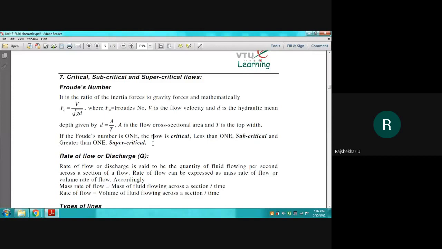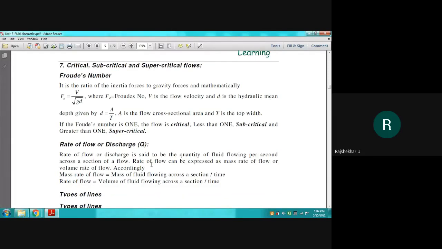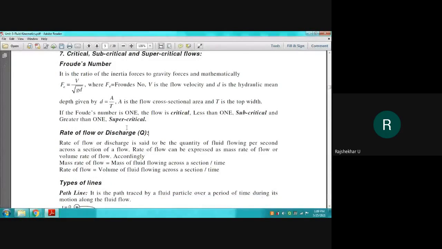I think you have studied subsonic, sonic and supersonic. In the same way, this is subcritical, critical and supercritical. But here we first have to define the Froude number, then define each term in the equation. Then if it equals 1, critical; less than 1, subcritical; greater than 1, supercritical. Based on the Fr value we are comparing this.